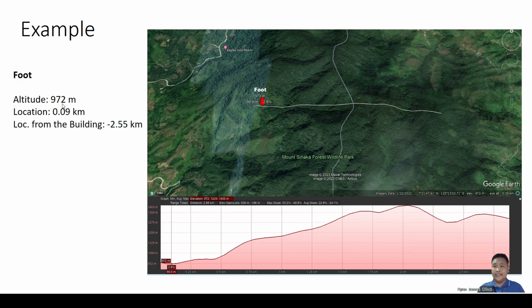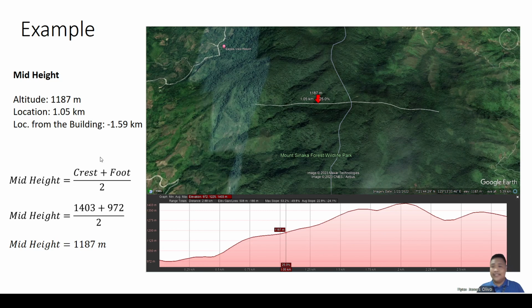Then the footing, you can consider the footing as the lowest part of this profile. So this is the elevation profile. It's considered as 972 meters, as you can see here. We consider the location of the building as the reference point, the 0 kilometer. So the location is negative 2,550 meters.